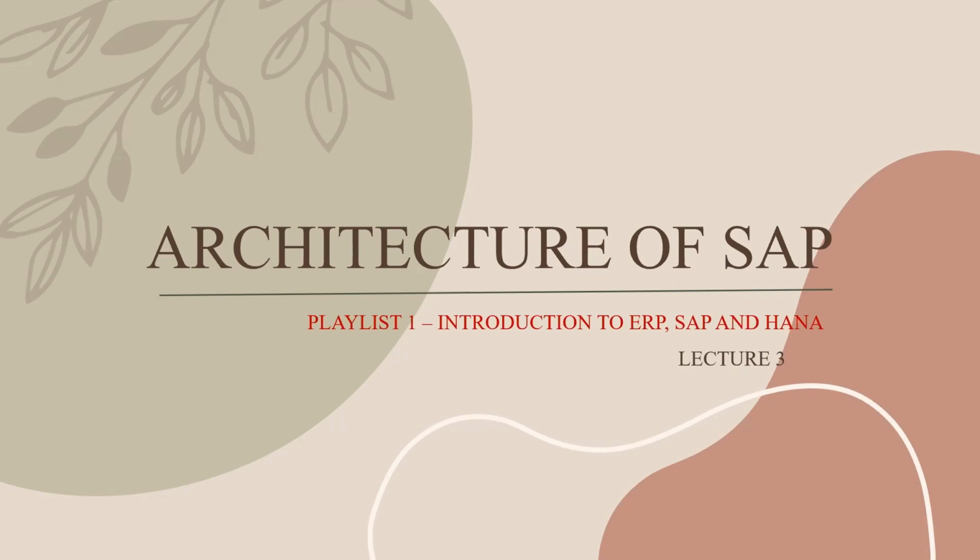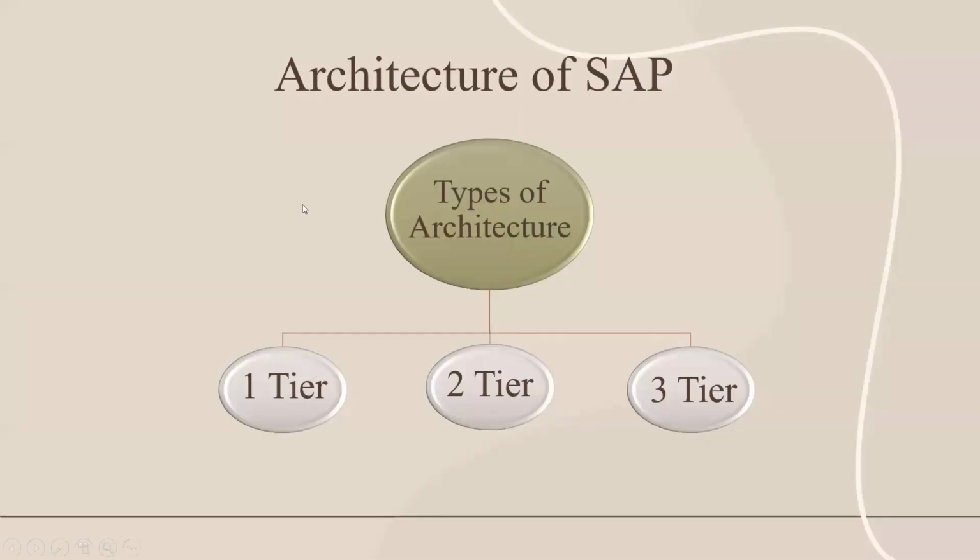Let's go into our topic. Basically, there are three types of architecture in SAP. It is one-tier architecture, two-tier architecture and three-tier architecture. We shall learn each of them in detail.